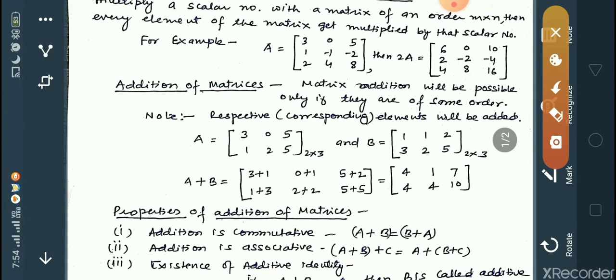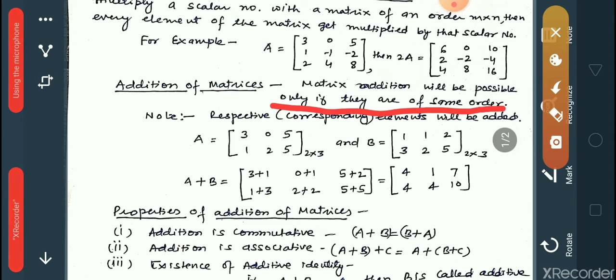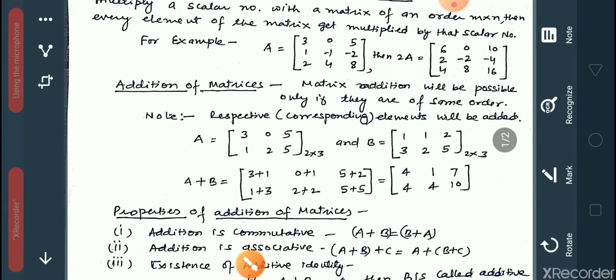Means the basic condition for matrices eligible for addition is that they should be of the same order. Means if the first is of 2 cross 2 order, then the second should be of the same order. If not so, then addition will not be possible. Got it? Now have an example.